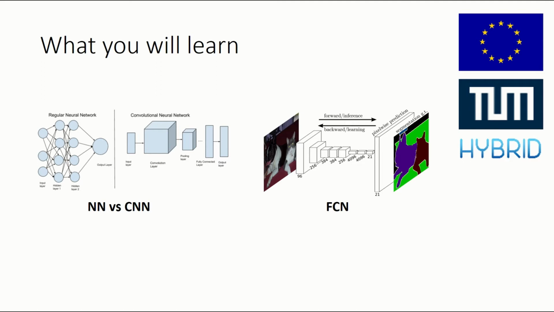So what you will learn, first, the difference between a neural network and a convolutional neural network. The convolutional neural networks are at the core of the UNets that we are going to use, so you need to understand how a convolutional neural network is different from a neural network in general. And then also the power of the fully convolutional neural network.